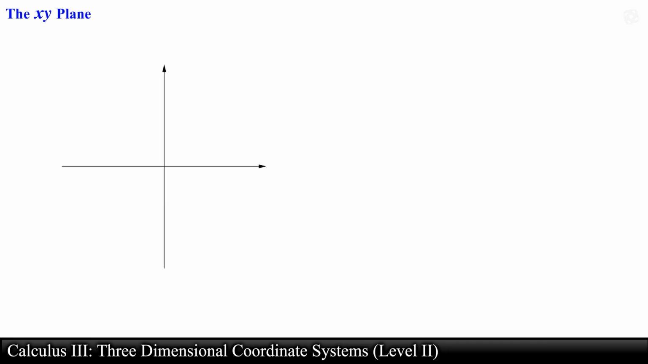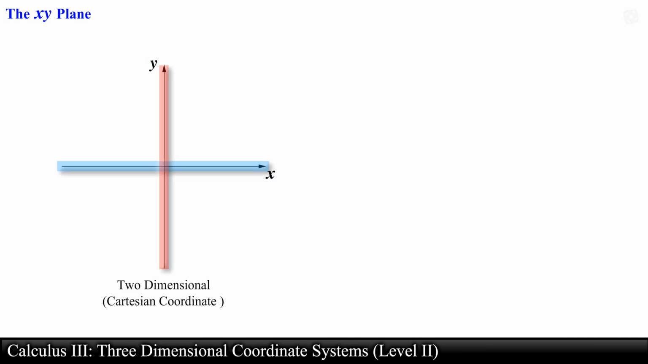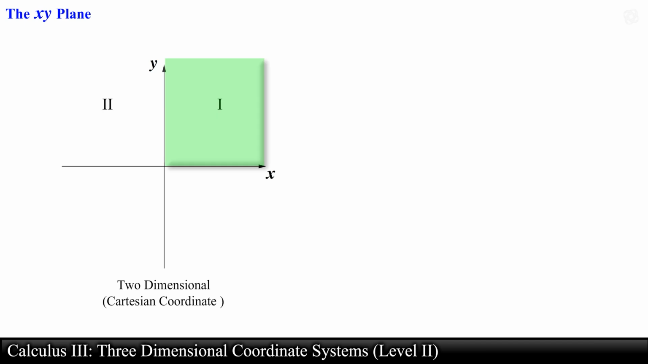Let's first start with a traditional 2-dimensional Cartesian coordinate system. Recall that this coordinate system is formed by 2 axes, the x-axis and the y-axis, which are perpendicular to each other. In addition, this coordinate system is divided into 4 quadrants. The first quadrant is located here. Then we move counterclockwise to label the second, third, and fourth quadrant.